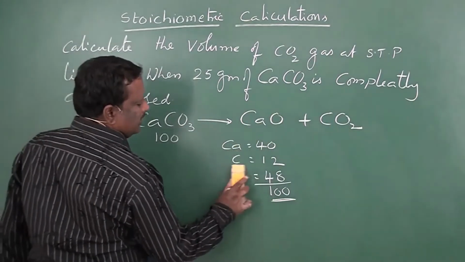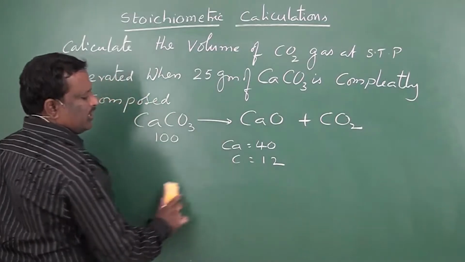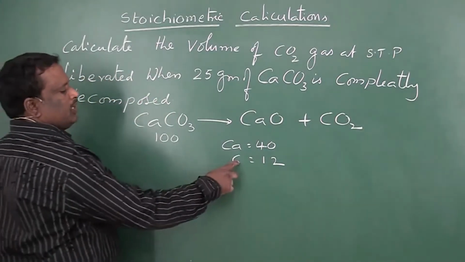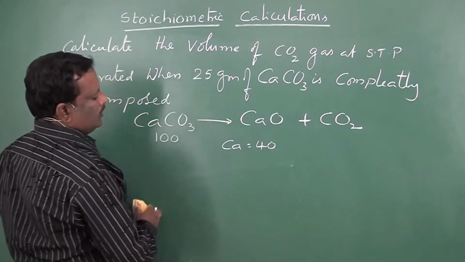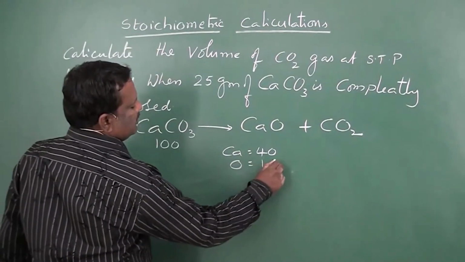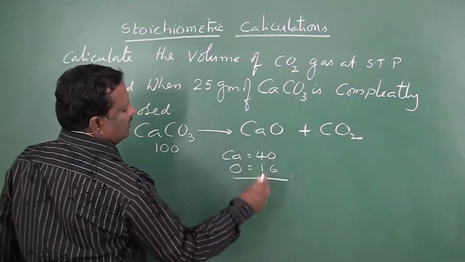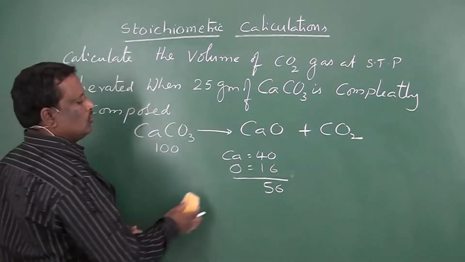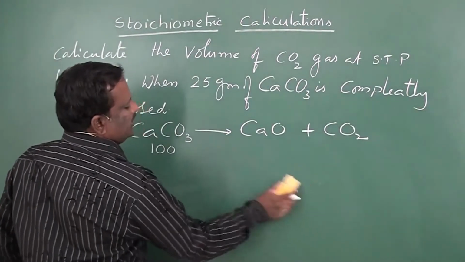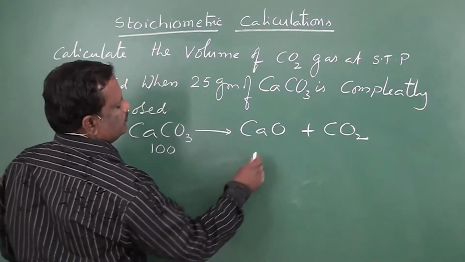Similarly, calcium oxide: calcium is 40, oxygen is 16. So calcium oxide molecular weight is 56. So the molecular weight of calcium oxide is 56.